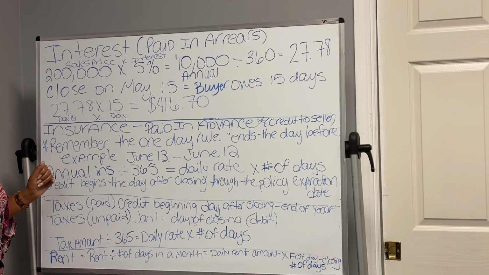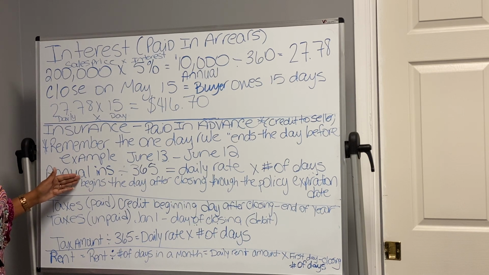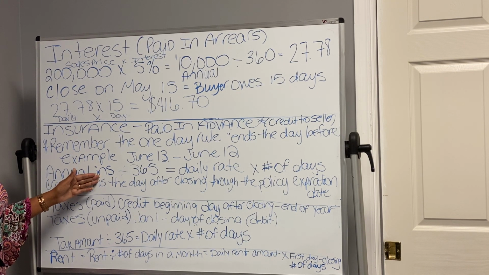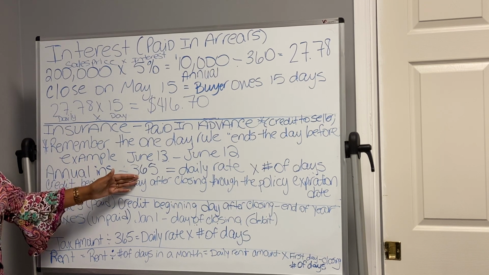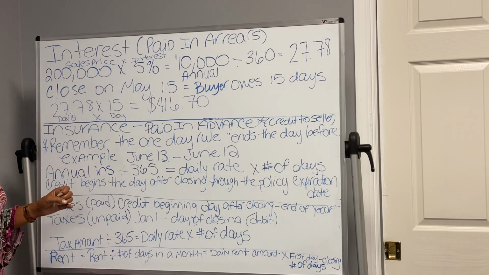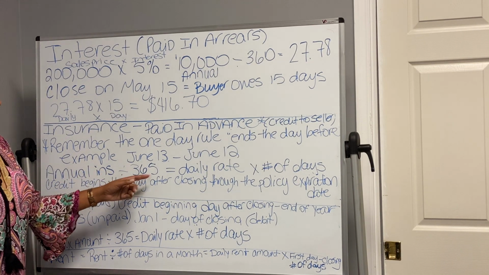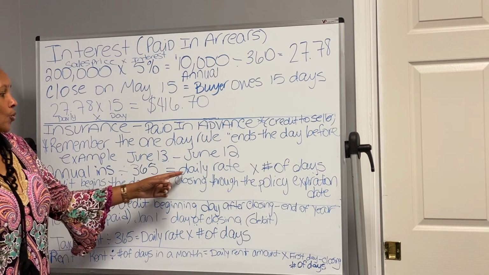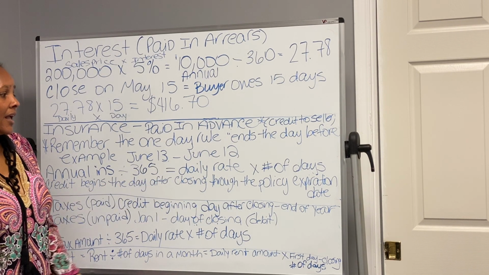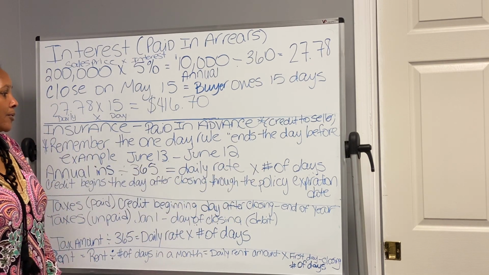It's going to end on June 12th the next year, okay? So what we're gonna do to see how much we owe the seller, again, we're talking about sellers when we're talking about hazard insurance. We're gonna get the annual insurance. If they paid $1,000 a year, we're going to divide that by 365 days to get their daily rate. And then we're gonna multiply it by the number of days.